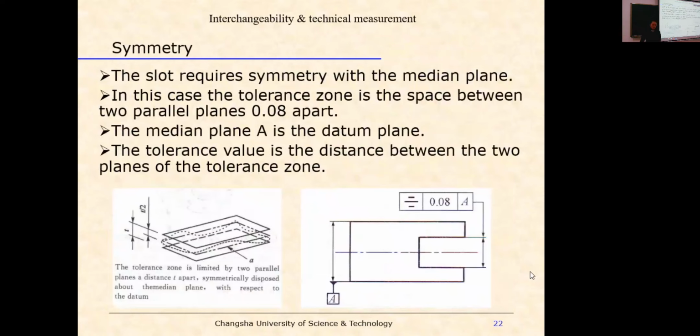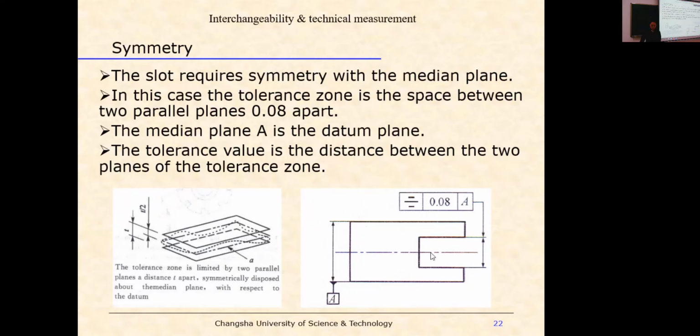The symmetry. The snout requires a symmetry with the median plane. This is the median plane. The keyword is mostly described as parallel, okay? And also described here is parallel. So not parallel, it's symmetry. The snout requires a symmetry with the median plane. In this case, the tolerance zone is the space between two parallel planes 0.08 apart. Like this one.